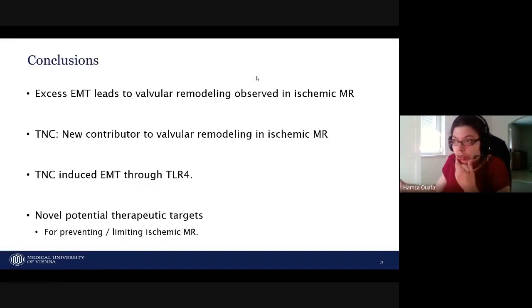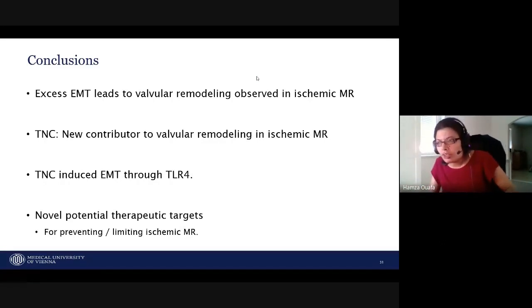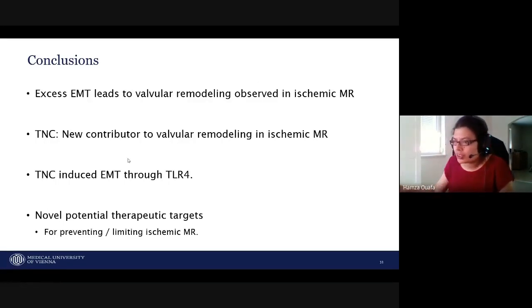So, as a conclusion, we show here that an excess of EMT can lead to valvular remodeling, as we can observe in ischemic MR. What's new in our study was that Tenascin-C was identified as a contributor to valvular remodeling, and it was contributing to this remodeling by inducing EMT. And one of the mechanisms was the TLR4 involvement. This means that we could maybe use them as therapeutic targets to prevent or eventually limit ischemic mitral regurgitation.